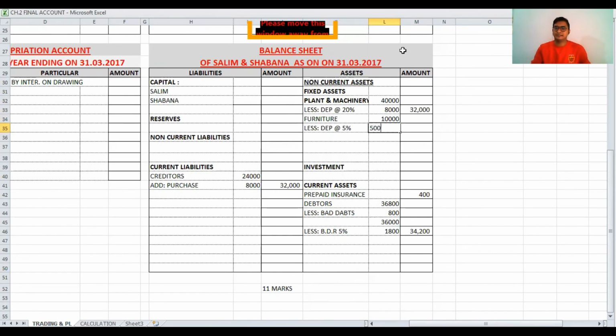5% of 10,000, that is 500. Net amount is 9,500. Simple. Depreciation on plant and machinery 8,000. Depreciation for furniture, that is 500.